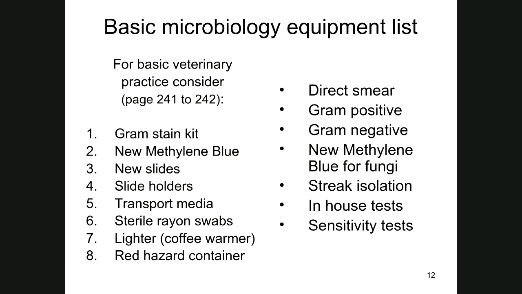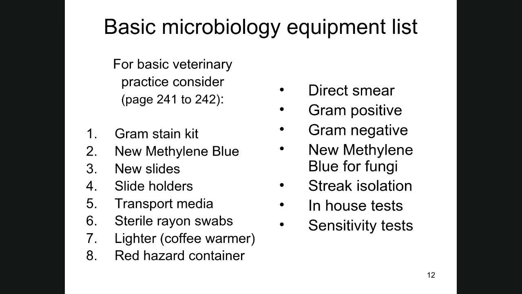What kind of equipment might you use? And even just in a general practice, basic veterinary practice. I'm not talking about a veterinary diagnostic lab. I'm actually talking more about the Aztec Animal Hospital, or even a VCA animal hospital. What might they have present? If you have a gram staining kit, new methylene blue stain, so new methylene blue is a stain. You want new slides. You need to have new slides to have reliable samples that you're producing.